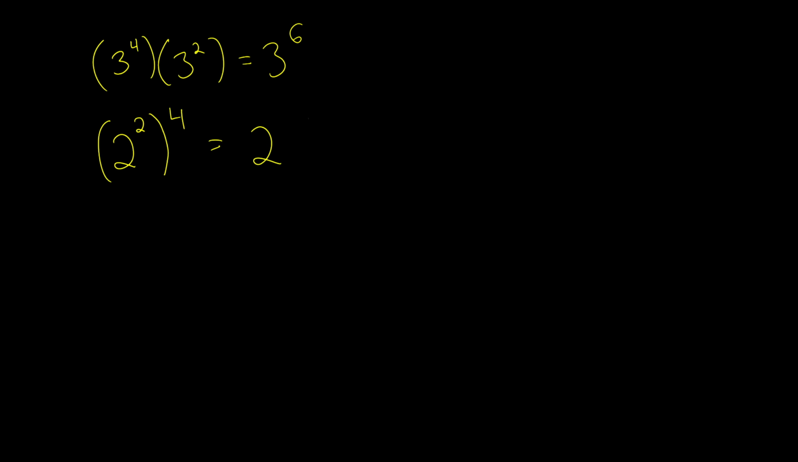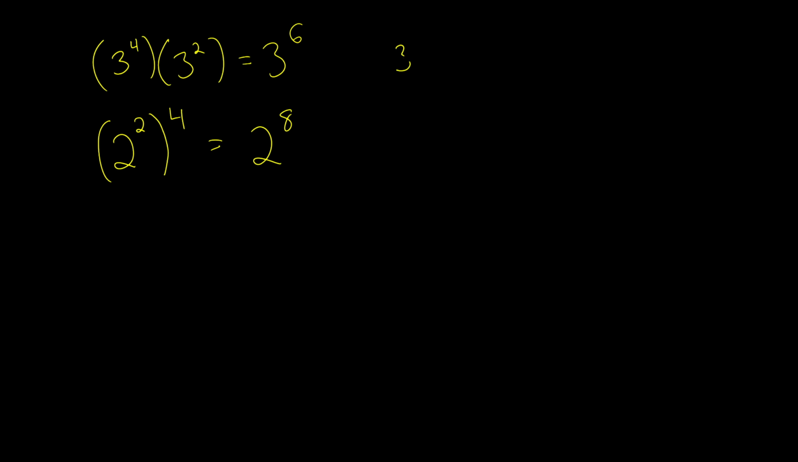I can take 3 to the 4th power and multiply it by 3 to the 2nd power, and that's the same as 3 to the 6th power. I can take 2 squared, and I can take the whole thing to the 4th power, and that's the same as 2 to the 8th power. Okay. Multiplying the same base, I add exponents. Taking a base and its exponent to a power, I multiply them.